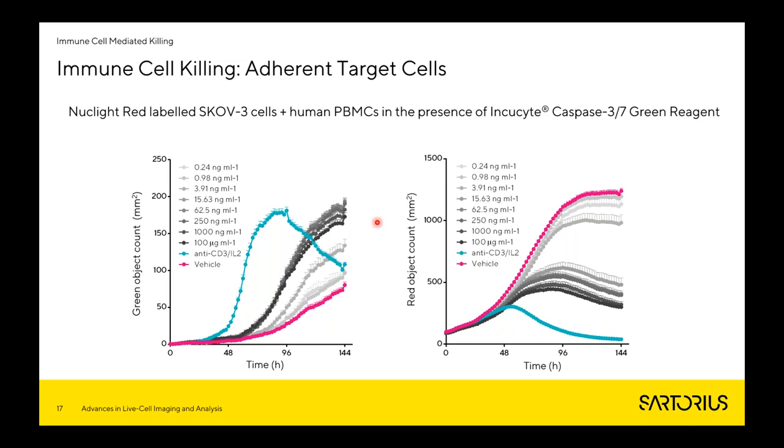We can then also look at the red object count. By having that red transduced nuclear marker, we can use that as a measure of viability, because as I say, if the cell will start to die, it will cease to produce that protein, so we can use that to determine cell viability. Here we see the vehicle control, we have proliferation of the SKOV3s, and then with increasing Herceptin concentration, we see a decreasing viability of those tumor cells.